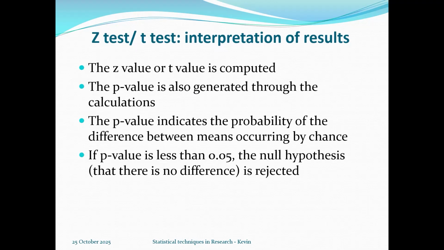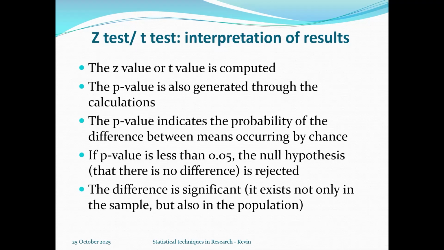That means there is a difference in the population also. In 95% of the cases, there will be a difference in the population; only in 5 cases will there be no difference. The difference is significant: it exists not only in the sample, but also in the population. If we take more and more samples, in 95 samples out of 100 this difference will be there. In 5 samples it may not be there. It doesn't matter. So this is all very simple. Interpretation is again very simple. Look at the p-value. If the p-value is less than 0.05, we say the difference is significant.